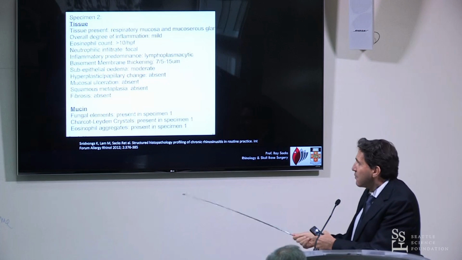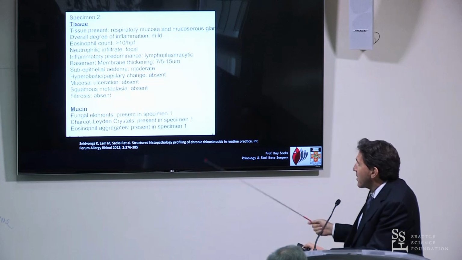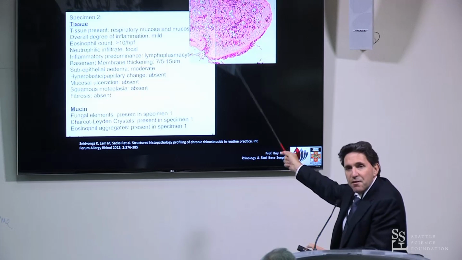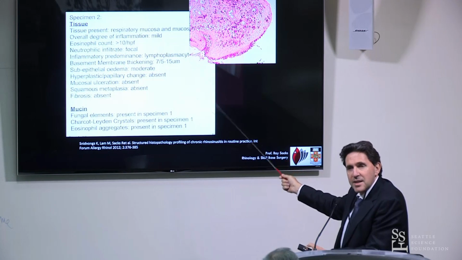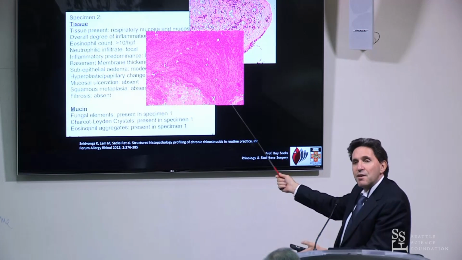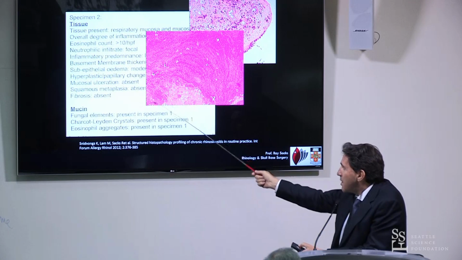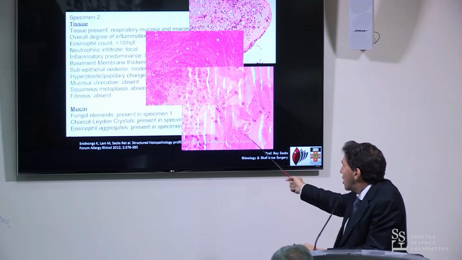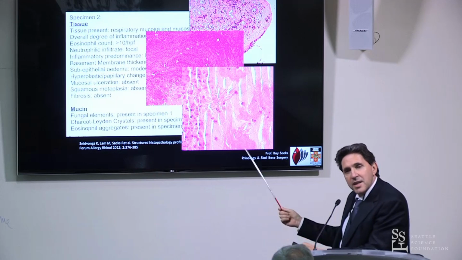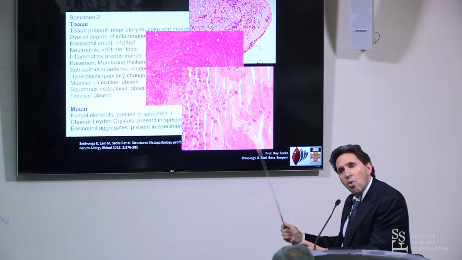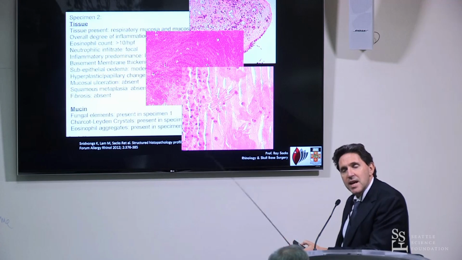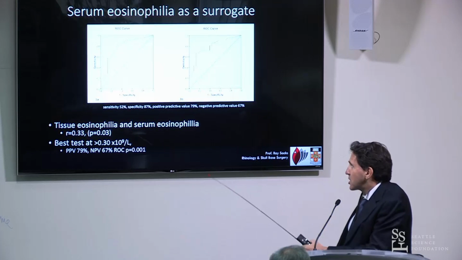So what we actually get from the biopsy are things like eosinophilic infiltrates or neutrophilic infiltrates, the status of the mucin, whether there's eosinophilic mucin or not, whether there's squamous metaplasia, whether there are Charcot-Leyden crystals, whether there's fibrosis. These are all really, really important factors in how we ultimately manage the patient.